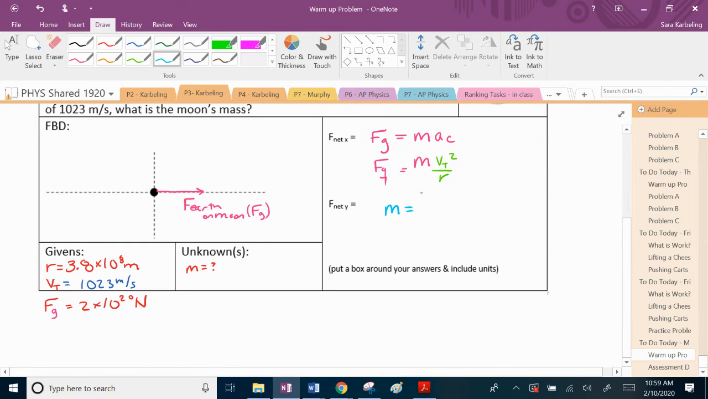So M is equal to, it looks like it's going to be FG times R over VT squared. When you do the algebra, FG times R over VT squared, what'd you get? Because I divided by it to get it all by itself. Did you get an answer? Do you need me to go through that? Yeah, I can.